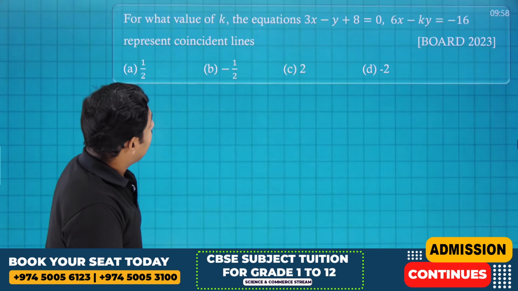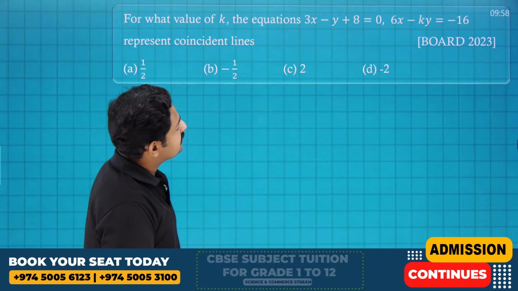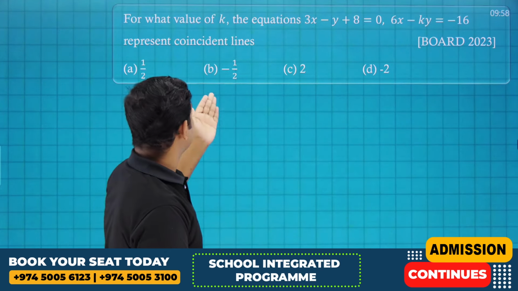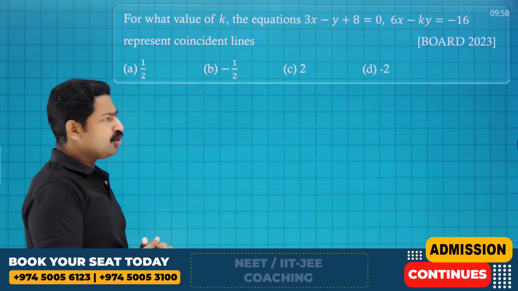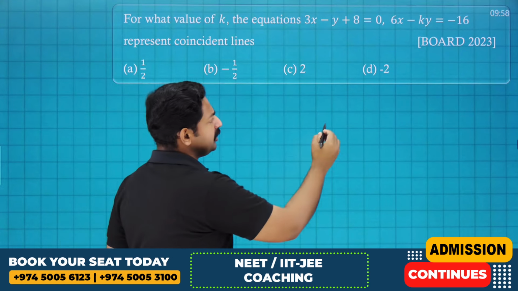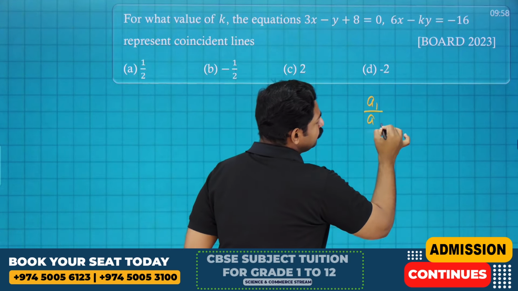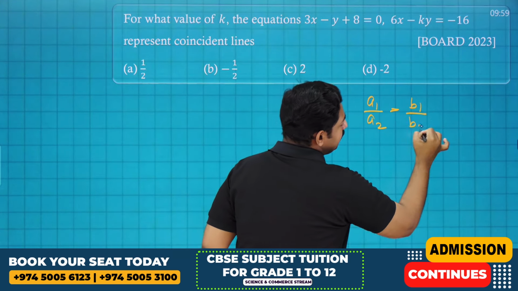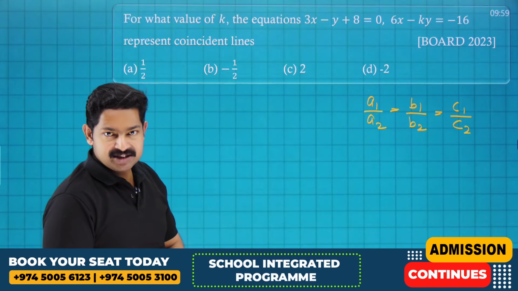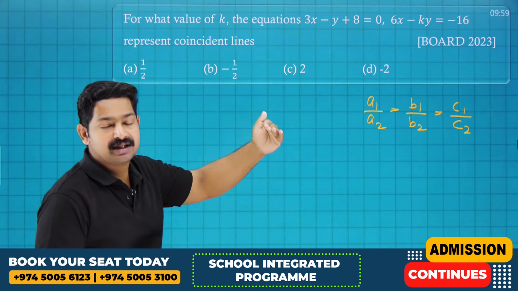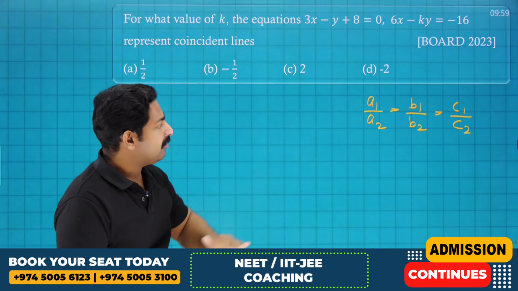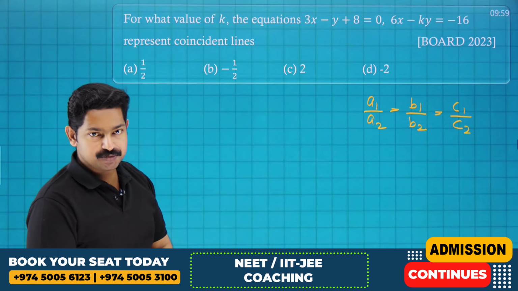For what value of k, the equations 3x minus y plus 8 equal to 0 and 6x minus ky equal to minus 16 represent coincident lines. So for coincident lines, what is the condition? We know that a1 by a2 is equal to b1 by b2 is equal to c1 by c2, because coincident lines mean the equations have infinitely many solutions, right? In this case, a1 by a2 equal to b1 by b2 equal to c1 by c2.